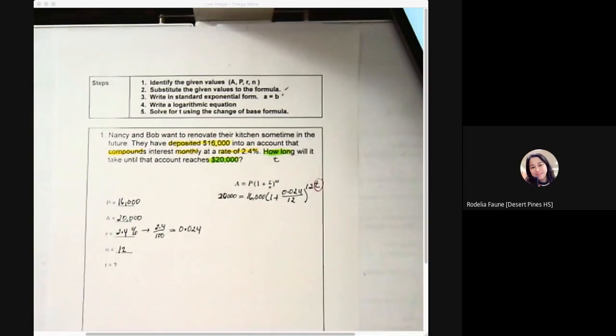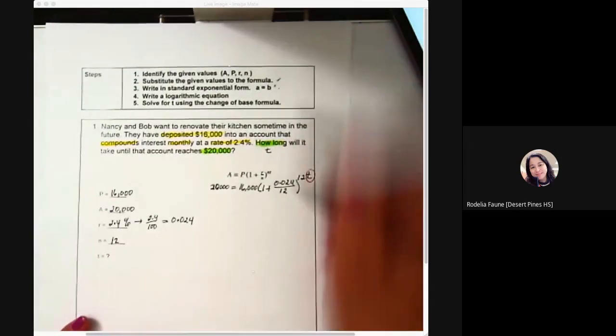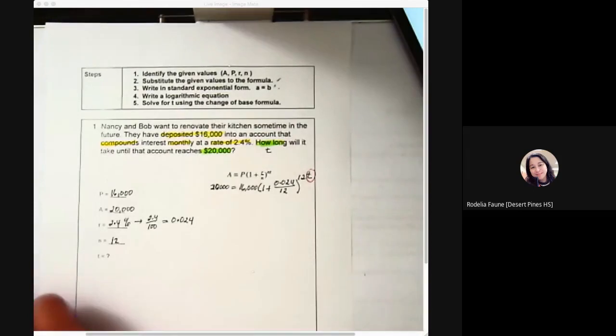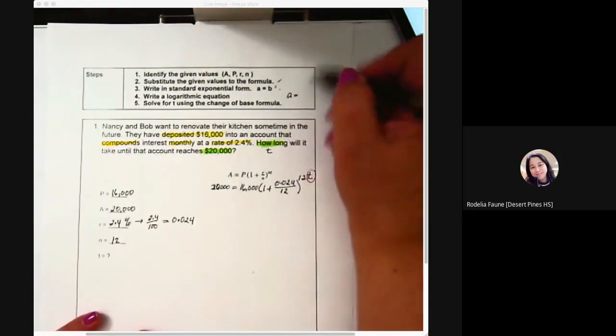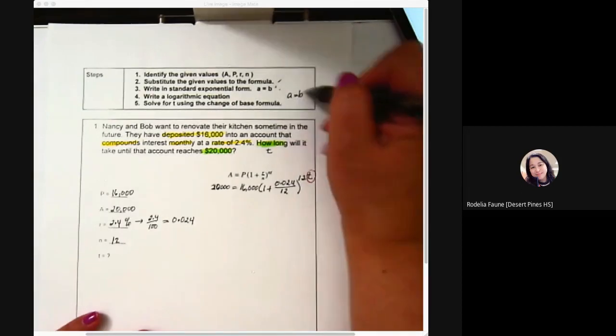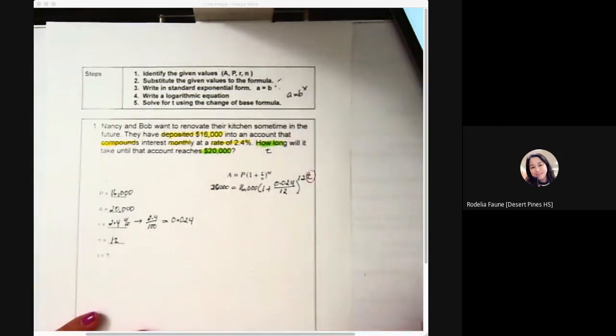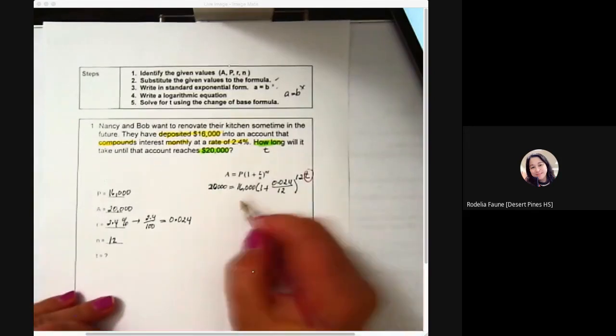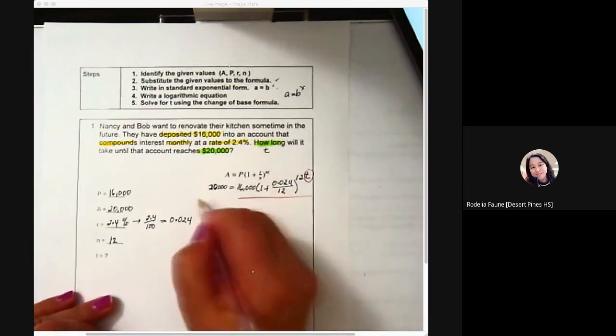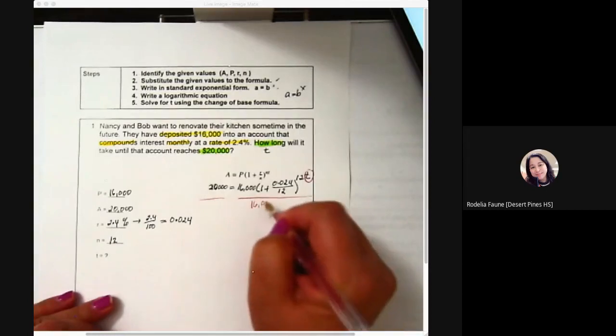Okay. So let us recall what we have done last week. So first, we must write this in standard form. What is the standard form? Standard exponential form is A equals B raised to X. So in order to do that, what shall we do? We must divide both sides by 16,000.